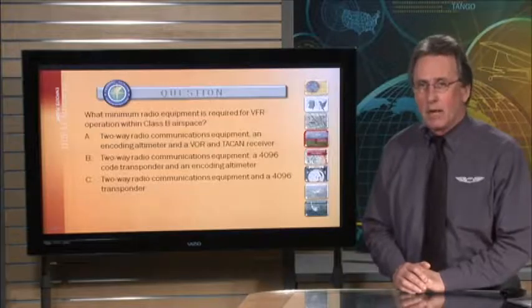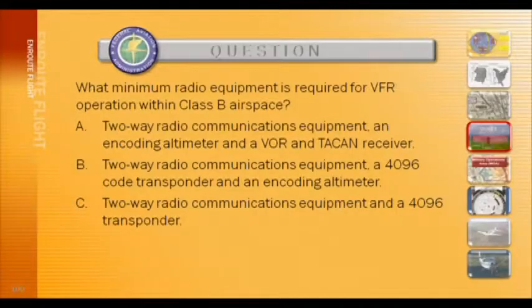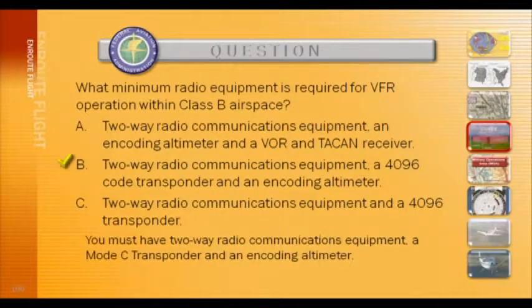You got your answer? Okay. What minimum radio equipment is required for VFR operation in Class B airspace? The answer is B. Two-way radio communications equipment, a 4096 code transponder, and an encoding altimeter.